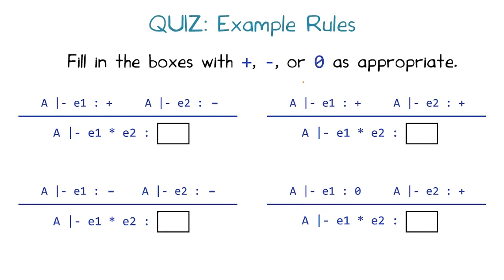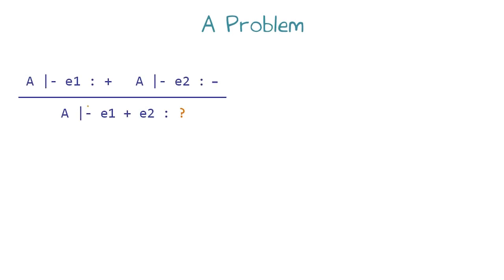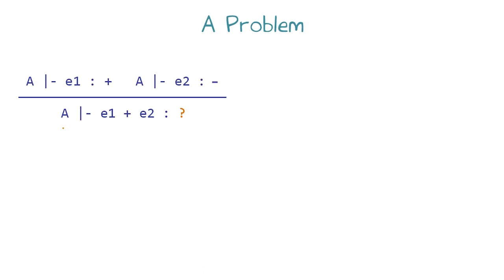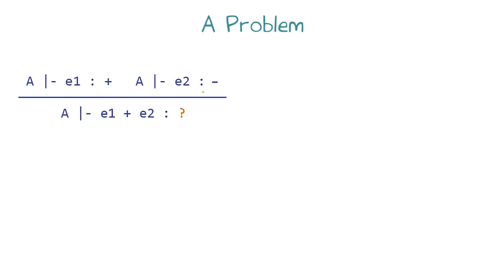So far, we have described rules for deriving the sign of the product of two expressions. However, what if we want to describe the sign of the sum of two expressions? Let's add the following rule. Under environment A, if it is provable that E1 has value plus and E2 has value minus, then it is provable that E1 plus E2 has value what?